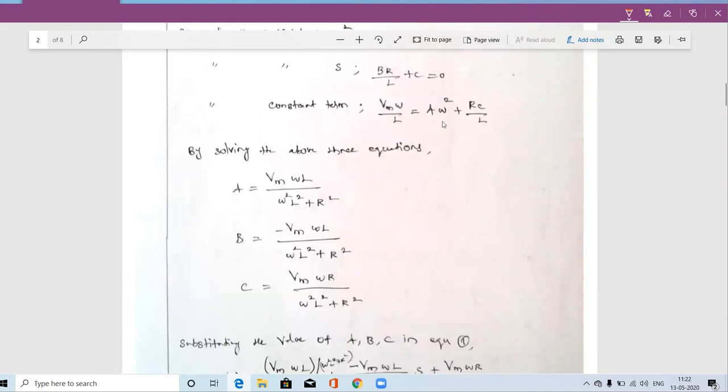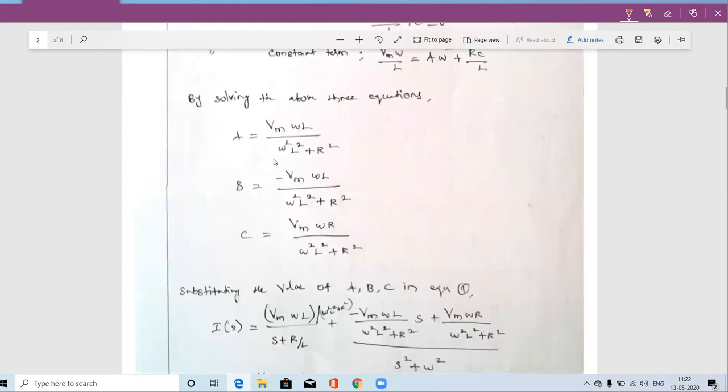So by solving these three equations, we get A value as Vm omega L by omega squared L squared plus R squared. Okay, the B value is the same answer but with a minus. You see, correct? So A value and B value are the same answer, with a minus sign, Vm omega L divided by omega squared L squared plus R squared. You just remember, you can directly write the answer. If we solve this, it will take another 2-3 pages.